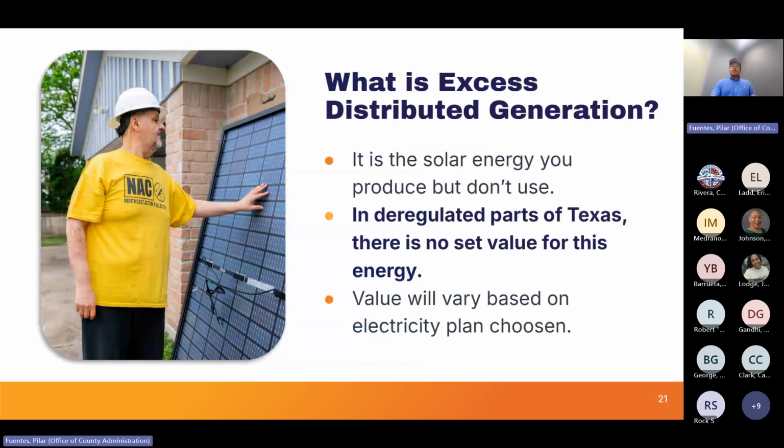Okay, excess distributed generation. You might have heard of net metering, right? Texas is one of 12 states in the country that does not have a net metering requirement for all of the utilities. And in deregulated parts of Texas, there's no set value for what your excess solar energy is worth. So when we talk about net metering and excess distributed generation, earlier I mentioned that if the sun is hitting your panels and you're not using all of that energy, you're going to see your meter rolling backwards, because not only are you not drawing from the utility, you're actually sending the utility your excess generation, your excess solar power, your extra.